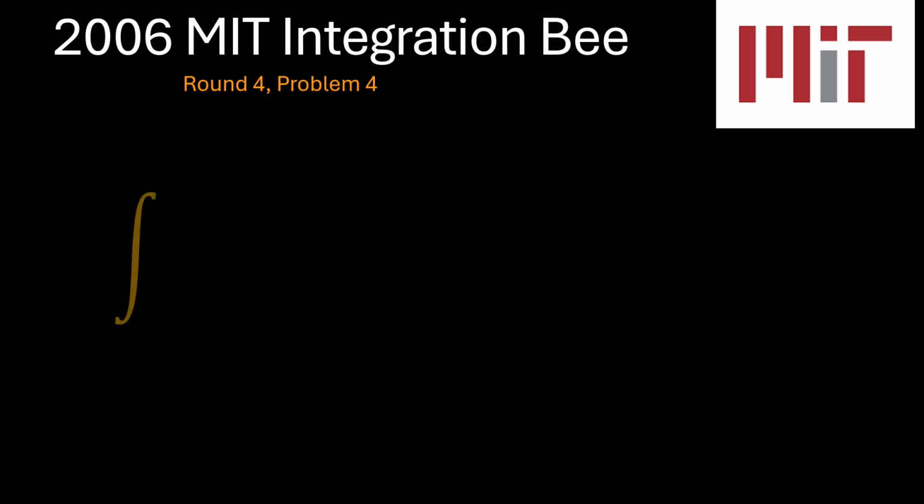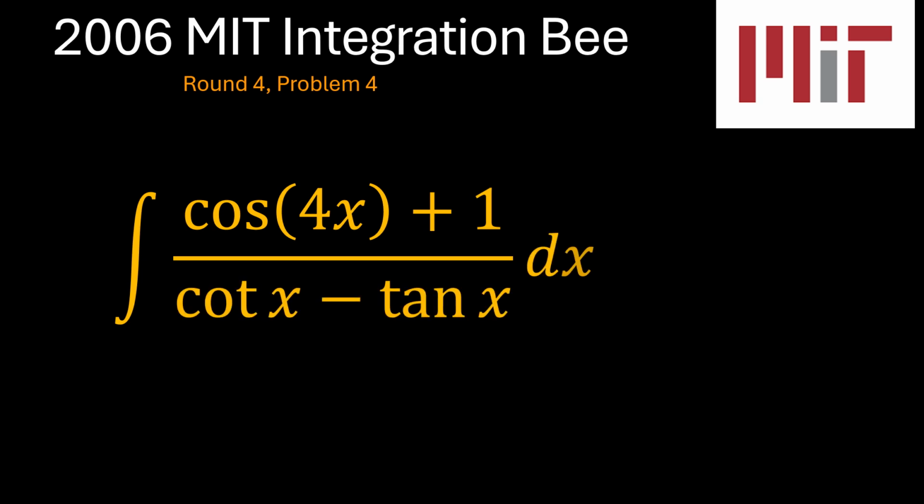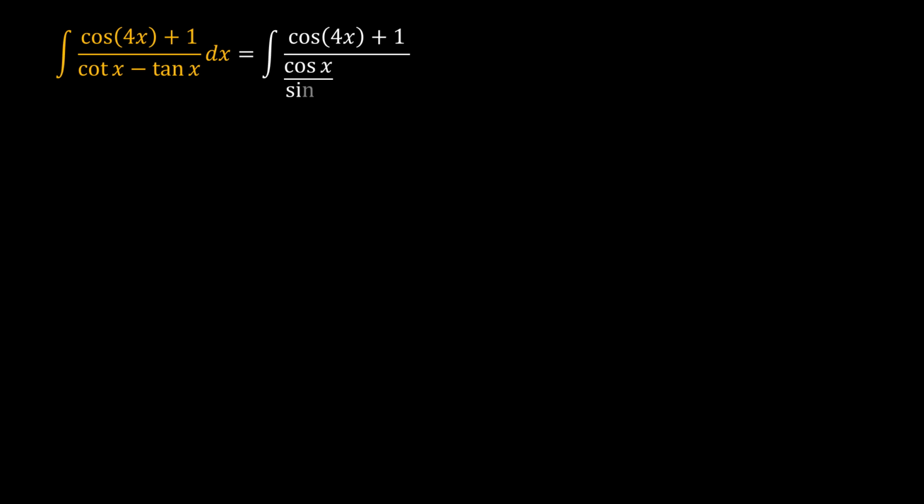Problem for round 4: the indefinite integral of cosine of 4x plus 1 over cotangent of x minus tangent of x. This certainly looks ugly, but this is a problem that one of the contestants was able to solve very fast and won this round. So let's quickly go and see how to solve it. I personally would express cotangent x and tangent x in terms of the elementary sine x and cosine x functions. And that's what we've been able to do here.